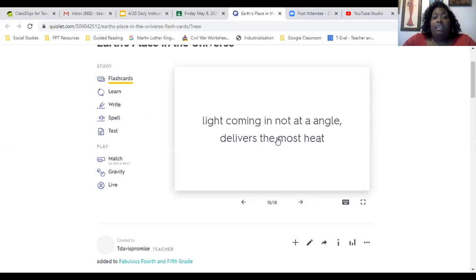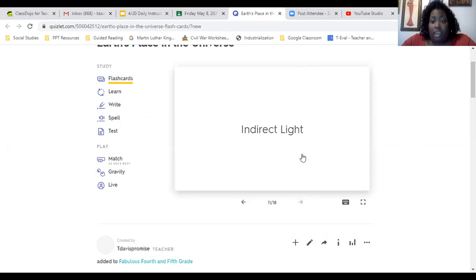Direct light is light coming in, but not at an angle. It delivers the most heat. So what season do we get the most direct sunlight? If you said summer, you're absolutely correct. Indirect light comes in at an angle and is not as hot. So what season do we get the least amount of direct sunlight, or more indirect light? You said winter. You're absolutely correct.